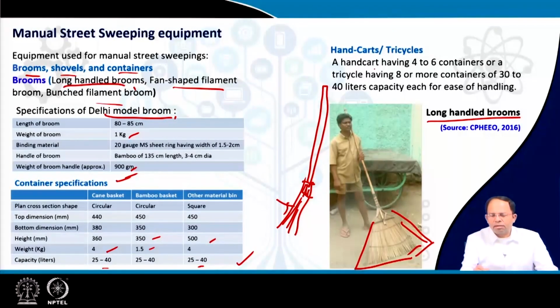Similarly, a tricycle can have multiple containers fitted inside. All these containers can go inside the tricycle, and it could have 6 to 8 or even more containers. Usually the containers are of 30 to 40 liters capacity each, because a person can lift a 30 to 40 liter container. Beyond that, it would be too heavy. So that's why this kind of design, both for the vehicle as well as for containers, is adopted for street cleaning.